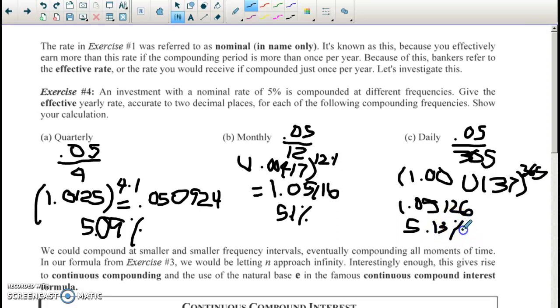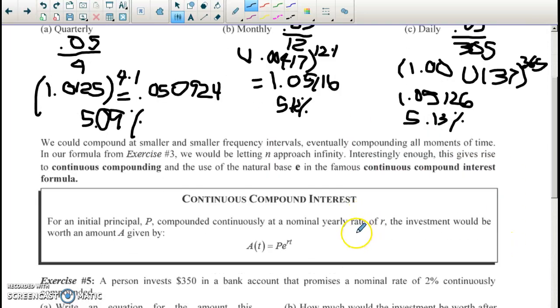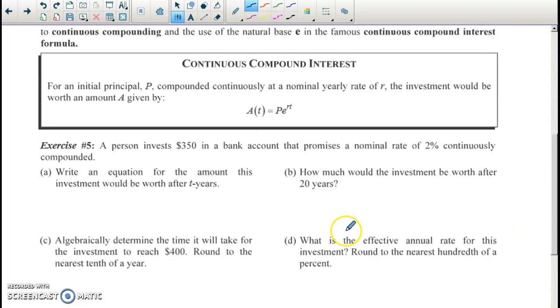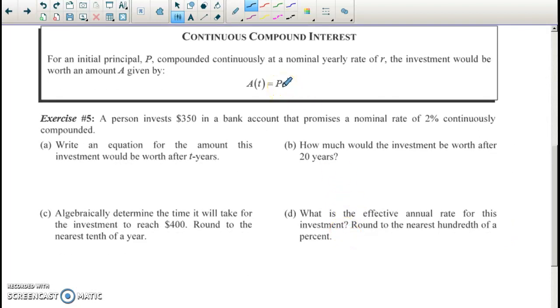So if you look, quarterly, you get 5.09%. Monthly, you get 5.12%. And daily, you get 5.13. So it constantly grows. And lastly, the PERT, which is continuous, which I told you is the scariest thing out there because it is continual.